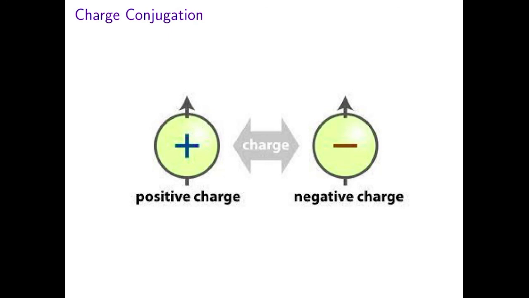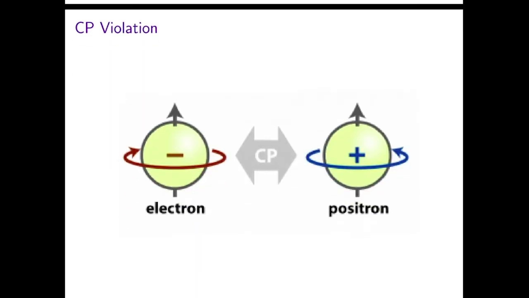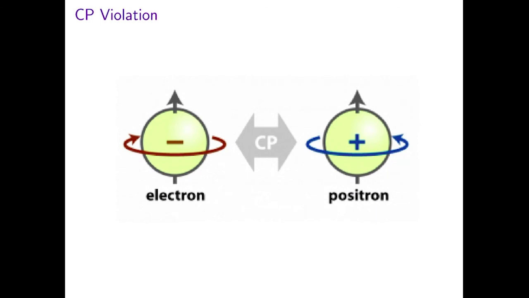Next, we'll be looking at something called the CP transformation, and how it is violated. So what is the CP transformation? It's just a combination of either you first do the parity transformation and then the charge conjugation, or you do the charge conjugation first and then the parity transformation later.